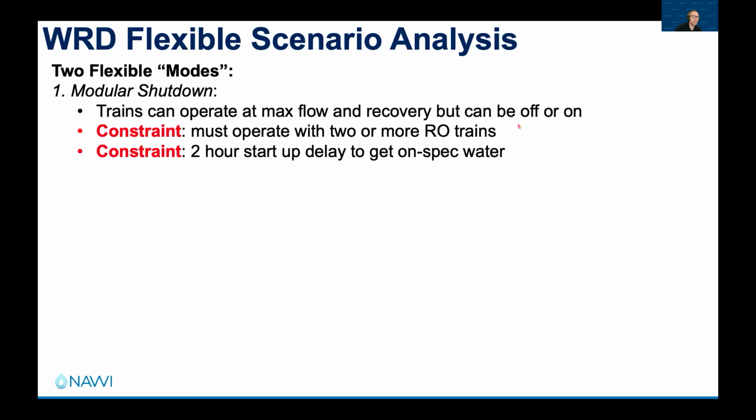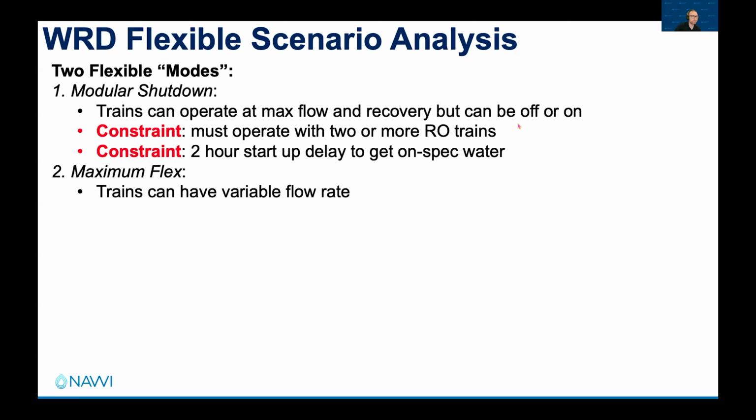times. And they also say, if it gets shut down, once we turn it back on, it takes about 2 hours for the water that's produced from our RO systems to get on spec. So we add that as a constraint in the model. That means for 2 hours, we're getting penalized for operating an RO train without getting the benefit of the water production. The second mode is maximum flex.